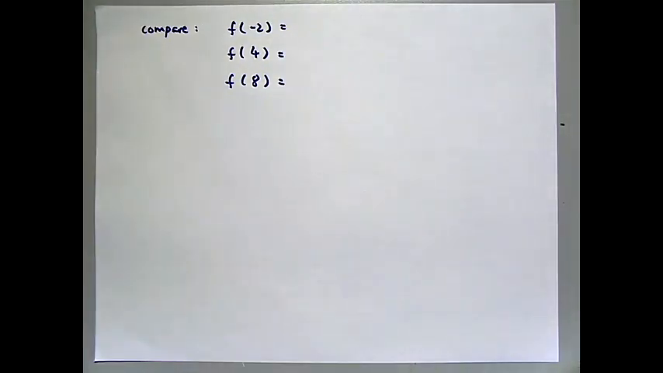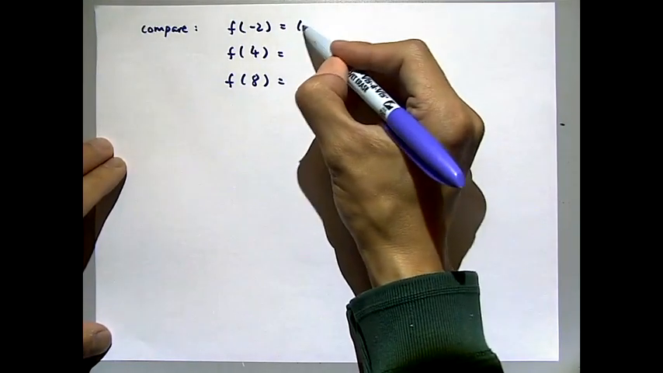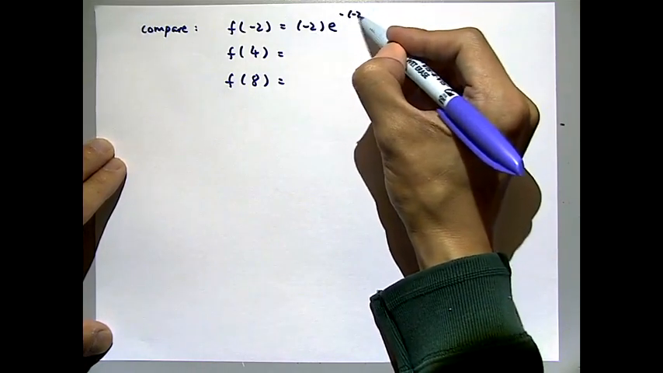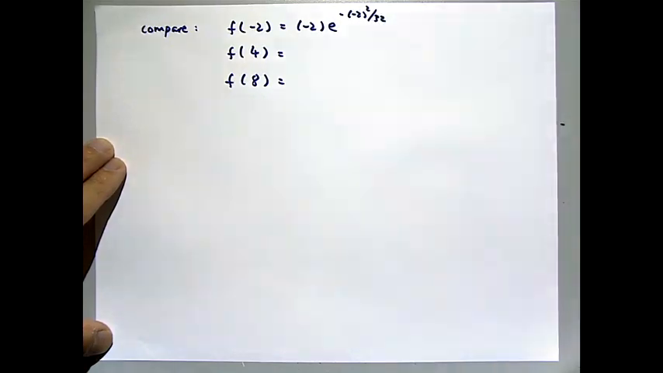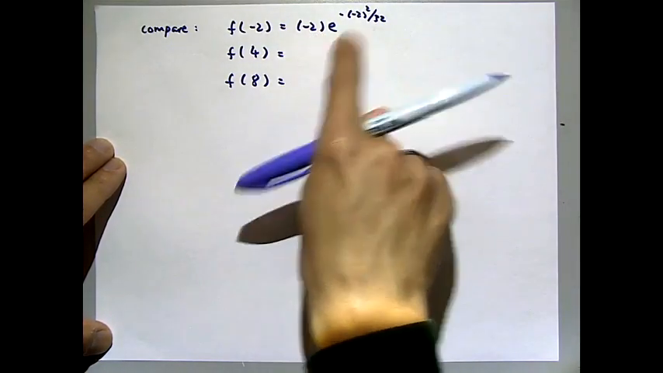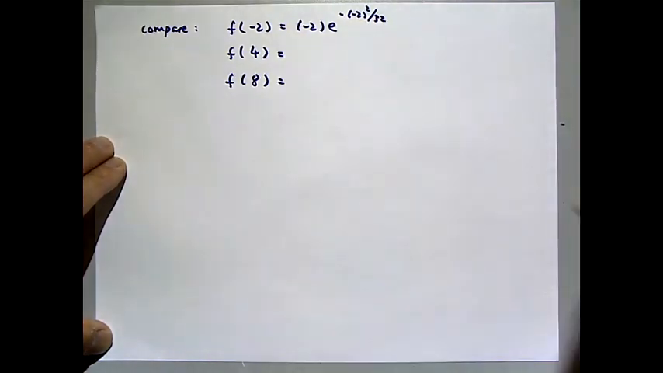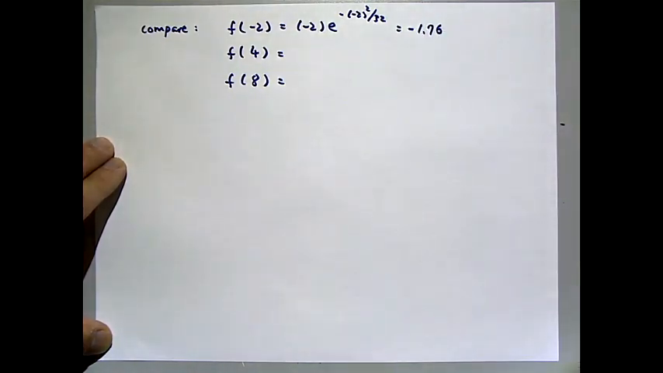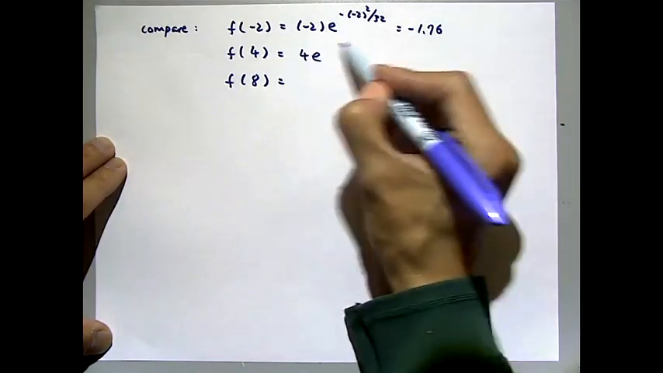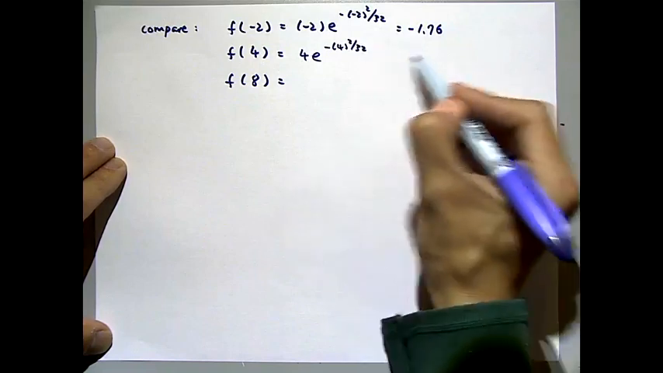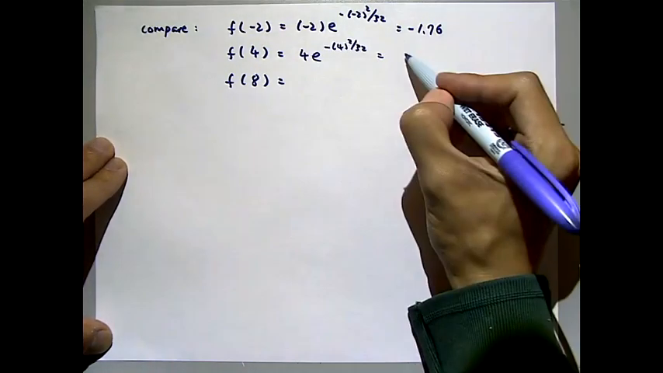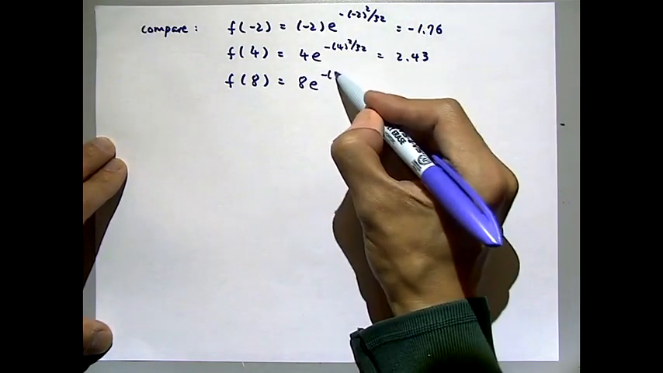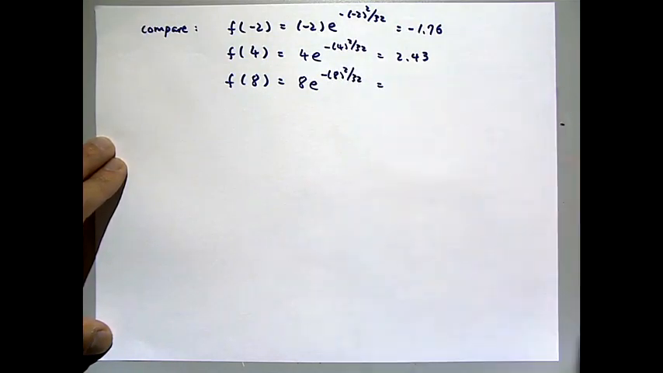Okay, now we take those values back into the function at the top. So this is -2 times e to the negative 2 squared over 32. So that's -2 times e to the -4 over 32. This turns out to be around minus 1.76. Repeat. This turns out to be around 2.43, and this turns out to be around 1.08.